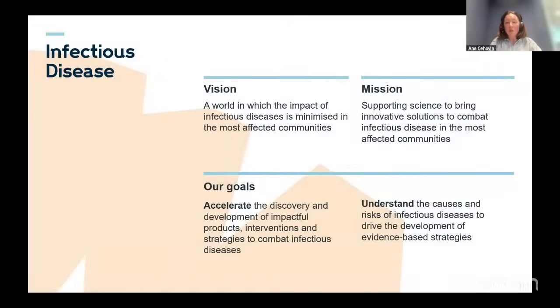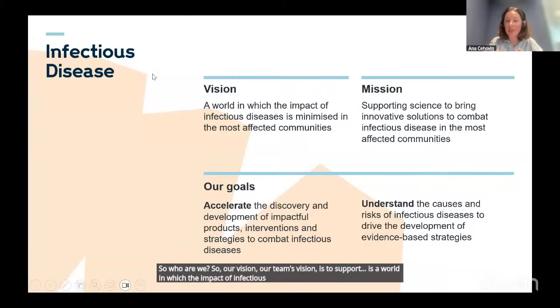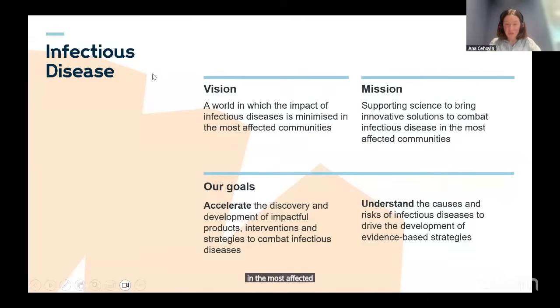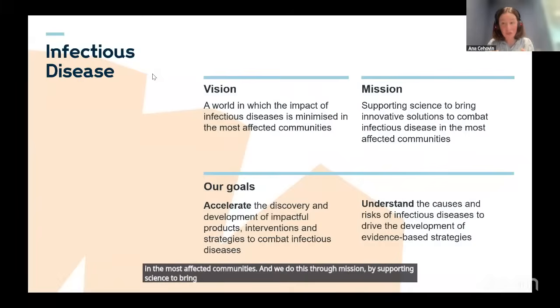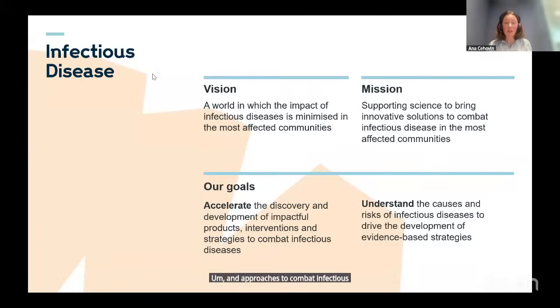So who are we? Our team's vision is a world in which the impact of infectious diseases is minimized in the most affected communities. And we do this through our mission by supporting science to bring innovative solutions and approaches to combat infectious diseases in these communities. We have 2 main goals in our team.